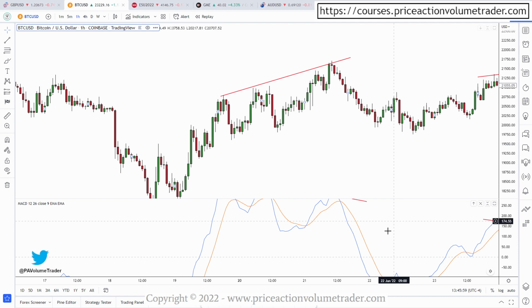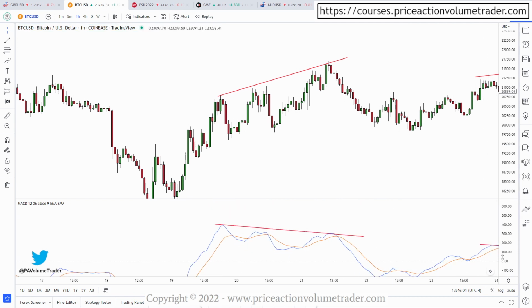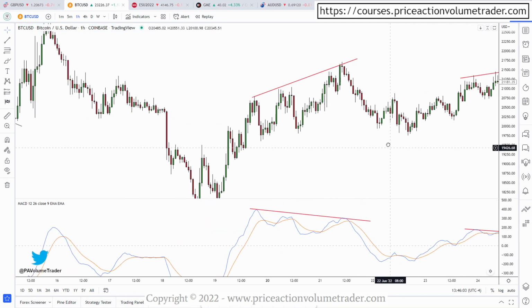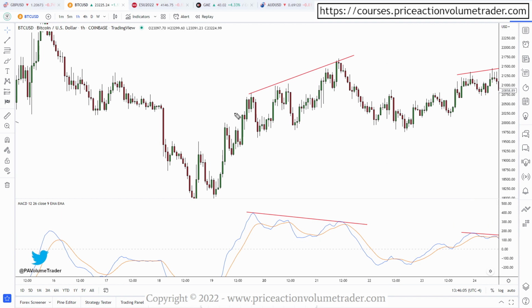This was a very nice, clear triple drive divergence here. Market went down, now we start trending up, and now we have impulses here with the bearish divergence.